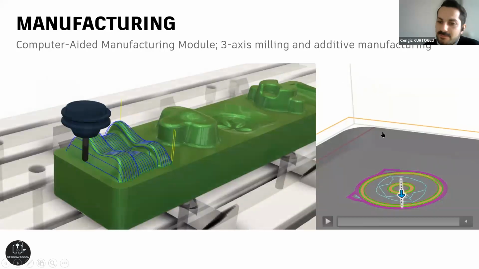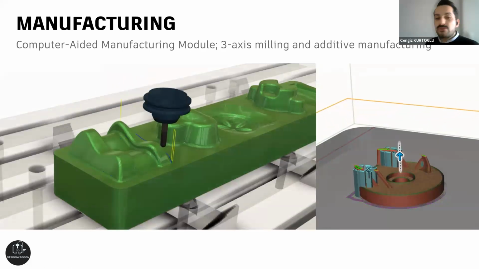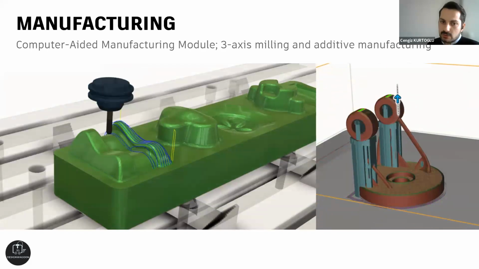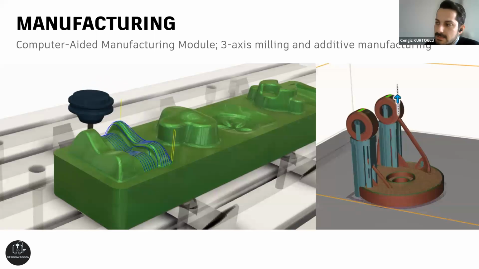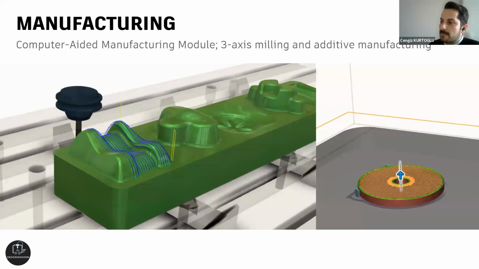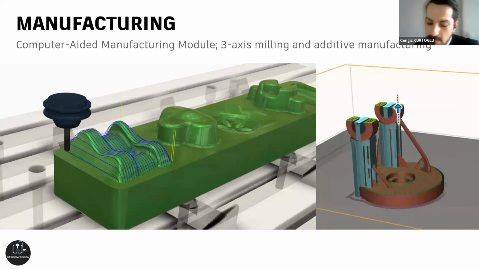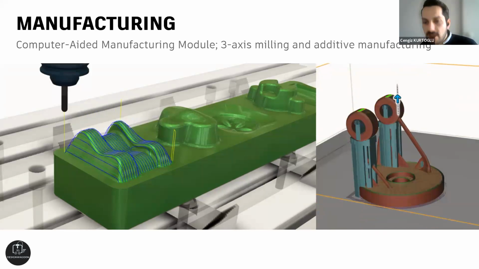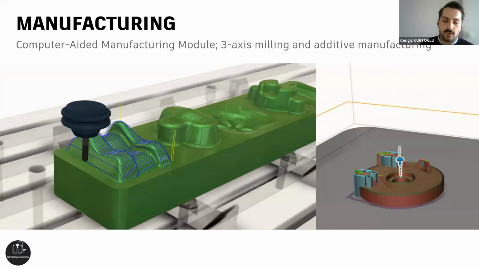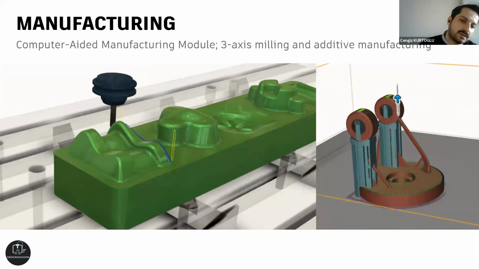Well, for manufacturing parts, to create the G-code for your parts that you want to create using some 5-axis milling or 3D printing additive manufacturing, you can change the workspace from design to manufacture, and then all tools will change to create your G-codes using Autodesk Fusion.